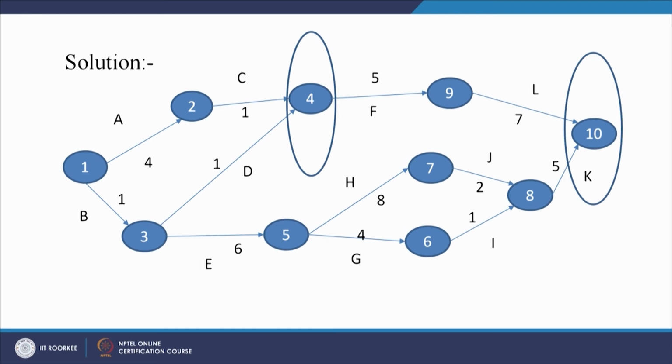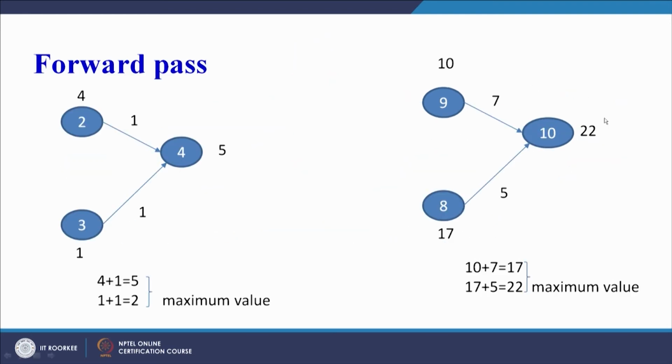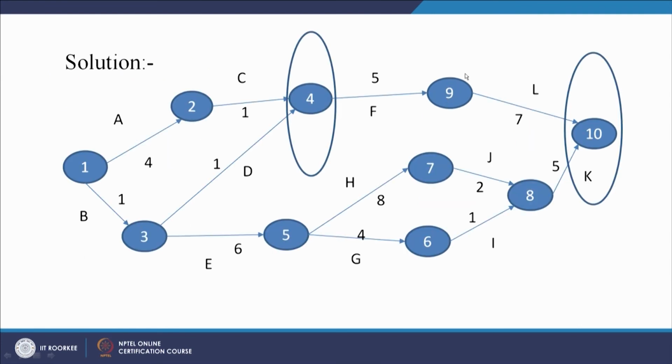Similarly, we see for node 10 how much time it will take. So we can see how the value 10 is coming here. 4 plus 1, 5, plus 5, 10. So it can start after 10 days. L will start after 10 days. So therefore the value 10 is coming.